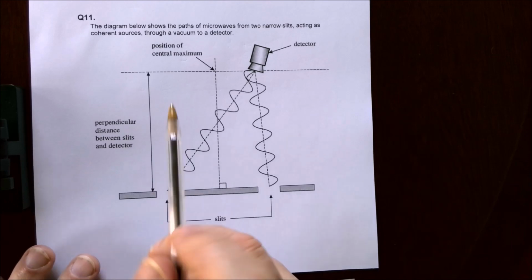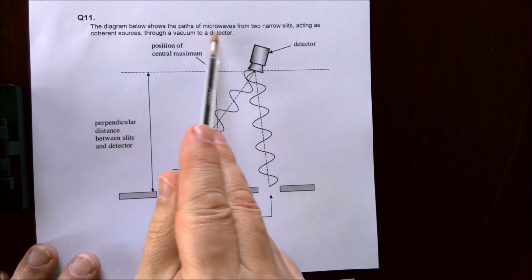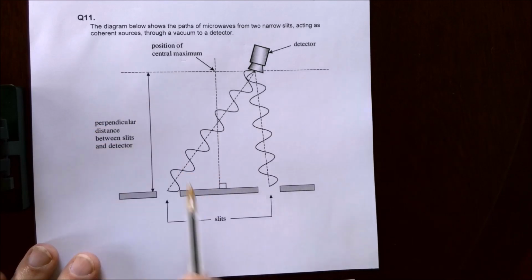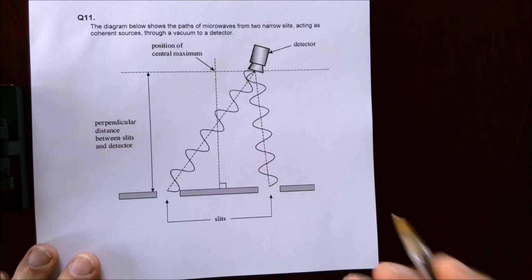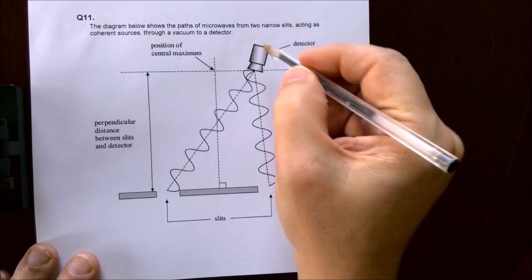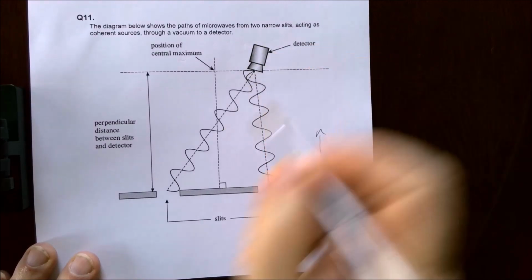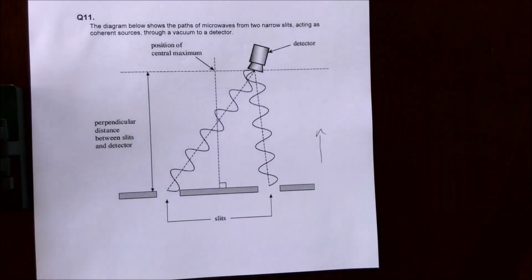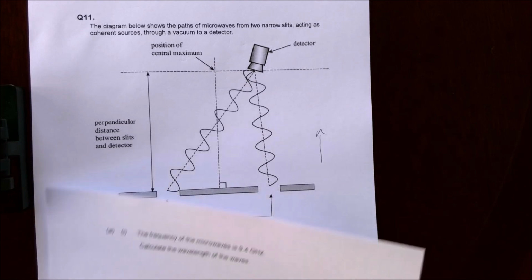Okay, in question 11, the diagram below shows the paths of microwaves from 2 narrow slits acting as coherent sources through a vacuum to a detector. So the first thing to understand maybe on this diagram is that the waves are going this way, so this is not producing the waves, this is detecting the waves. They've come from down here and they're meeting at that point, and we need to understand what's going on there.